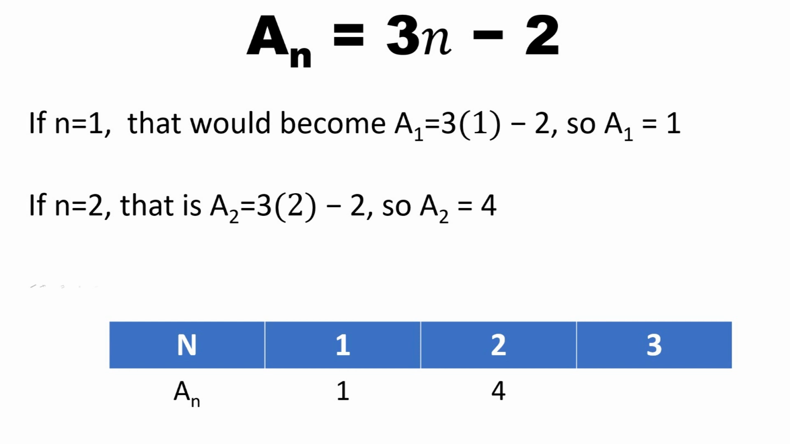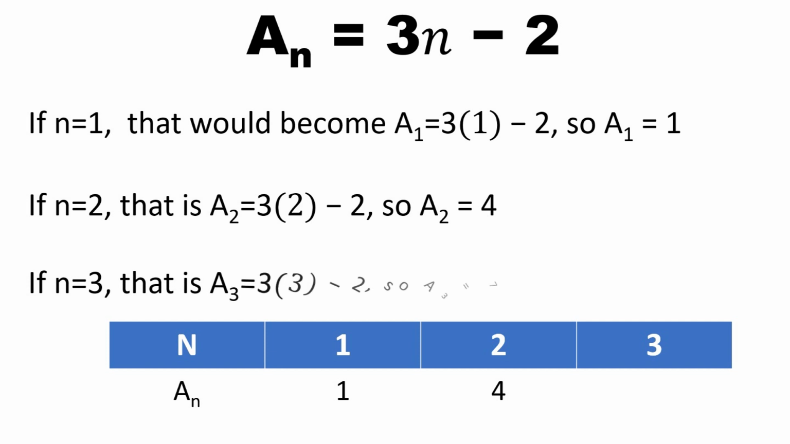What about if n equals 3? We will get 3 times 3 equals 9, and 9 minus 2 equals 7. Hence, a sub 3 equals 7. Table complete. Therefore, the first three terms are 1, 4, and 7. For this equation, a sub n equals 3n minus 2.